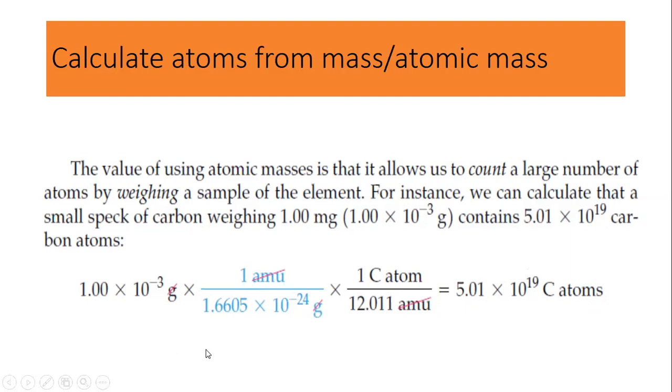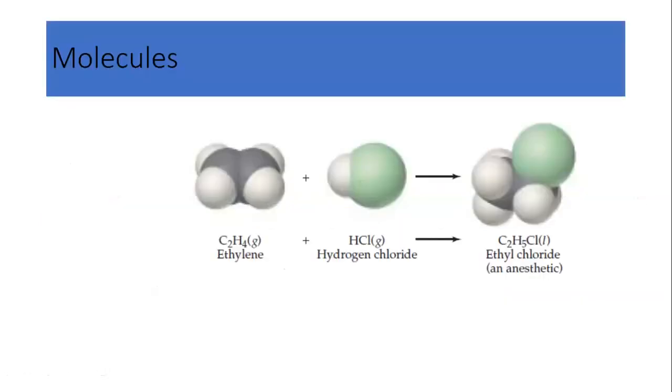So this is the conversion, how you can convert 1 gram or any mass of the element to the number of atoms. Moving to the next slide now, what are molecules? Molecules, as you know, are formed if two or more atoms or elements are present together. So a molecule is actually the combination of more than one atom of the element. This is C2H4, ethylene. It is called a molecule.